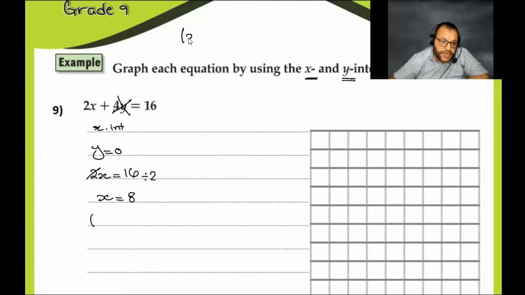The ordered pair will be (8, 0). The value of x is 8 and the y will be 0. Now we need to find the y-intercept. What is the y-intercept?